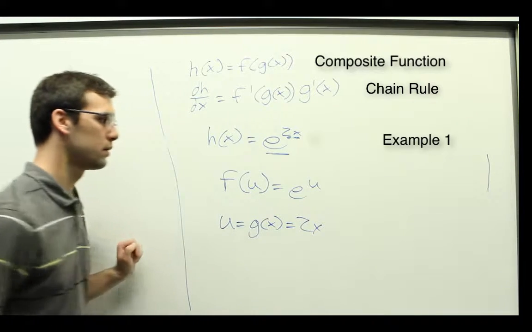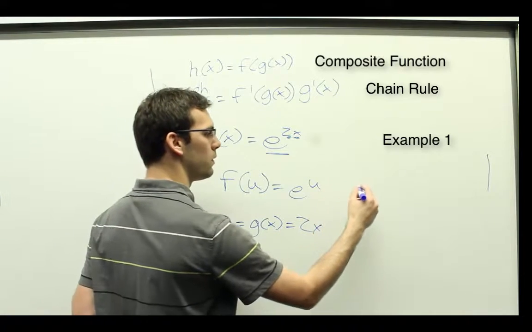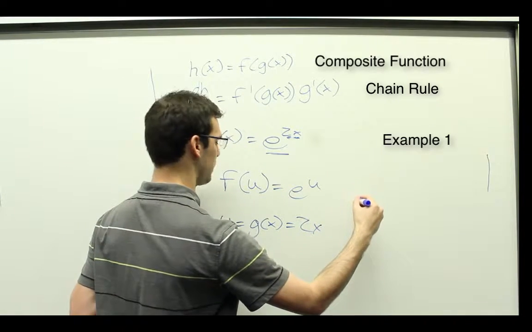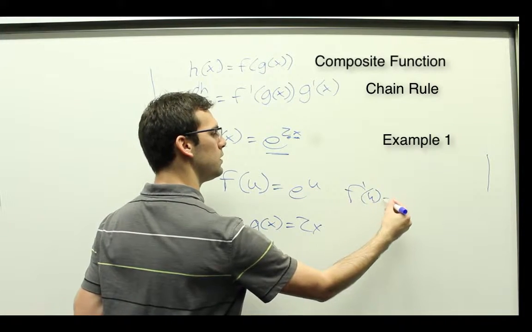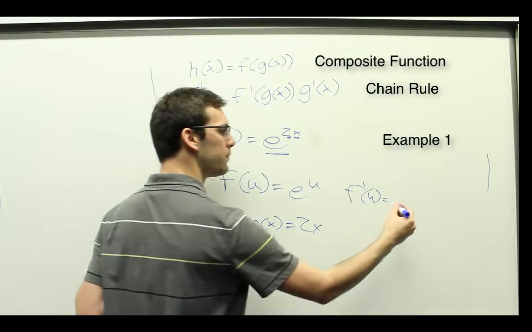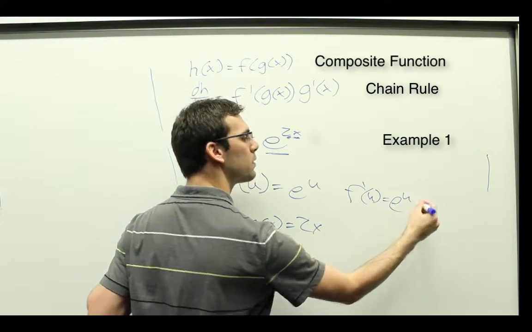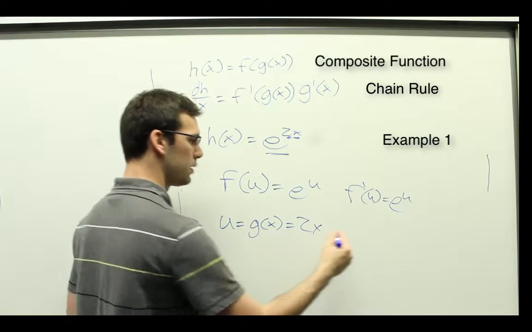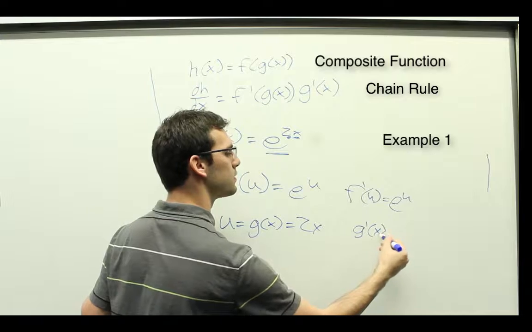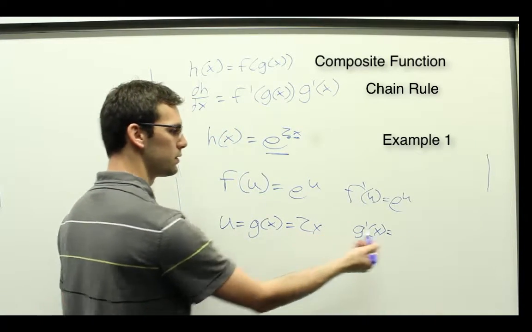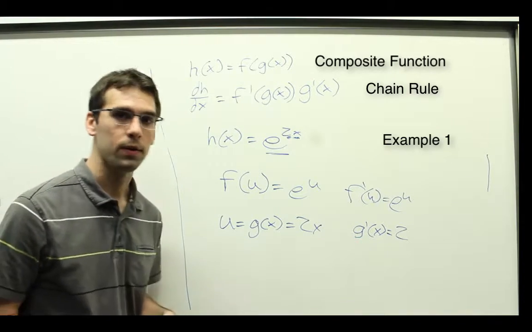and then u equals g of x equals 2x. Okay? Now, the key thing here is that when we take the derivative, we're going to find that f prime of u equals e to the u using the exponent rule. And g prime of x equals 2 using the power rule.